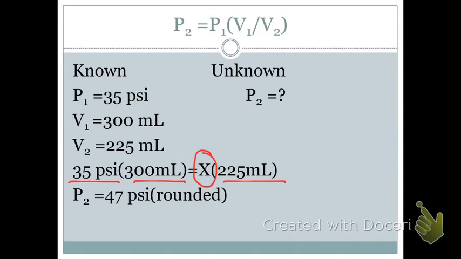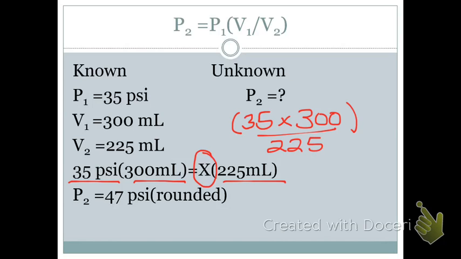If you didn't get it, maybe it has to do with your setup. Did you remember to put in parentheses 35 times 300, close parentheses, and divide that by 225? You have to remember your parentheses, otherwise you're telling your calculator to do something completely different. You can be using exactly the correct numbers, but if your parentheses are not in place where they should be, you're telling your calculator to do something totally different. So just be careful with that.